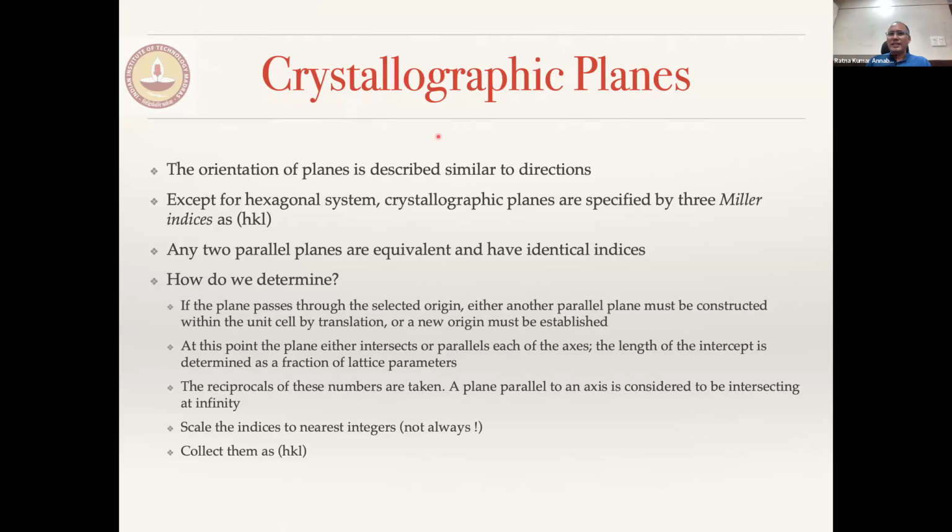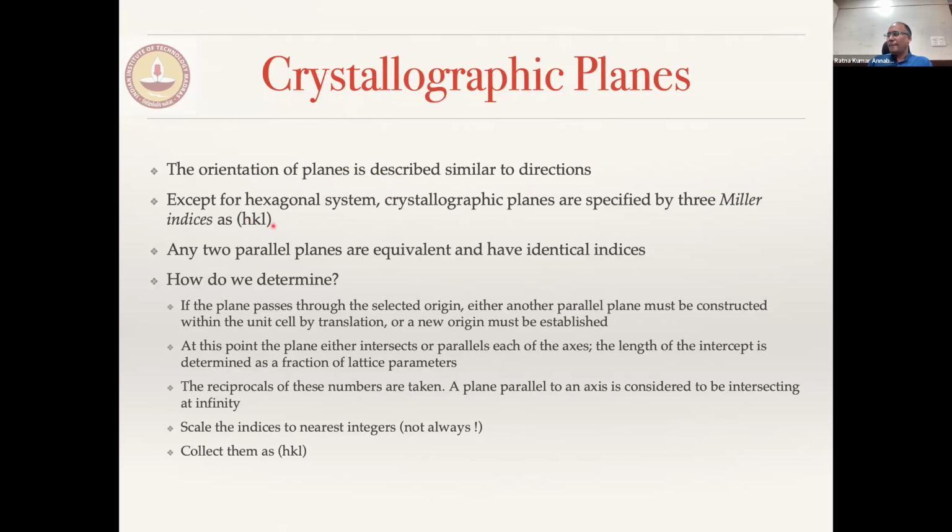Okay, so now let us look at the representation of crystallographic planes. The orientation of a plane is described similarly to directions, and the indices we use for representing points, directions, and now planes are called Miller indices. They are named after a crystallographer called Miller. For a plane, these indices are represented by h, k, and l in a parenthesis.